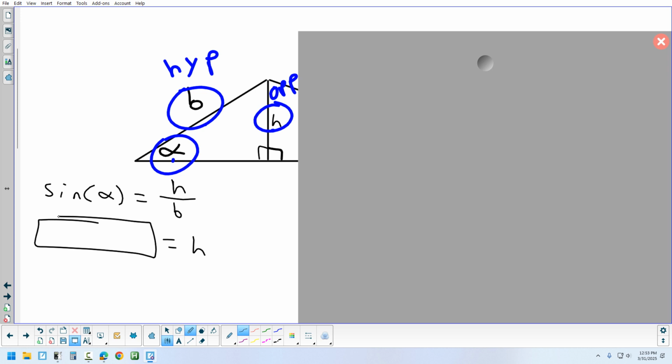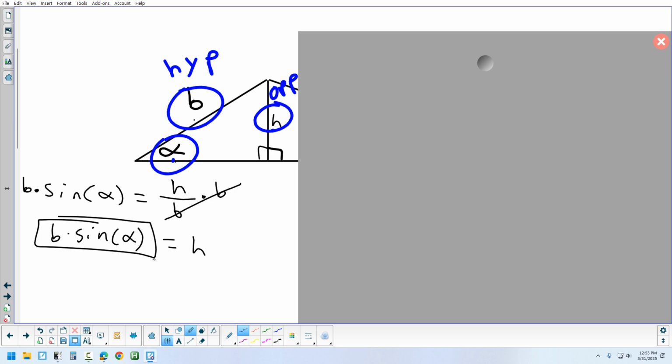We're dividing. What operation cancels division? Multiplying. And what would we multiply each side by? B. So when you divide by b and you times by b, that's gone. And what do I get for a formula for h? B times sine alpha. So that's a formula that calculates the height of the triangle as long as you know that side and that angle. It's going to give you the height. Any question why that formula gives you the height?